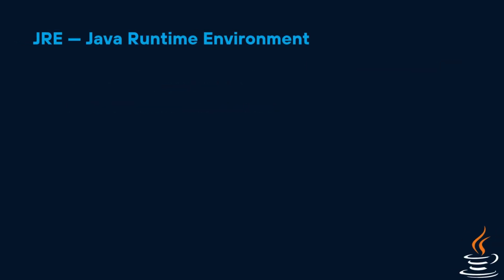Next, we have the JRE, or Java Runtime Environment. The JRE is what you need if you only want to run Java applications, not write or compile them. It contains the JVM, libraries and classes that Java programs rely on. So, if you are just a user running Java apps, installing the JRE is enough. But as a developer, you usually install the JDK because it includes the JRE too.